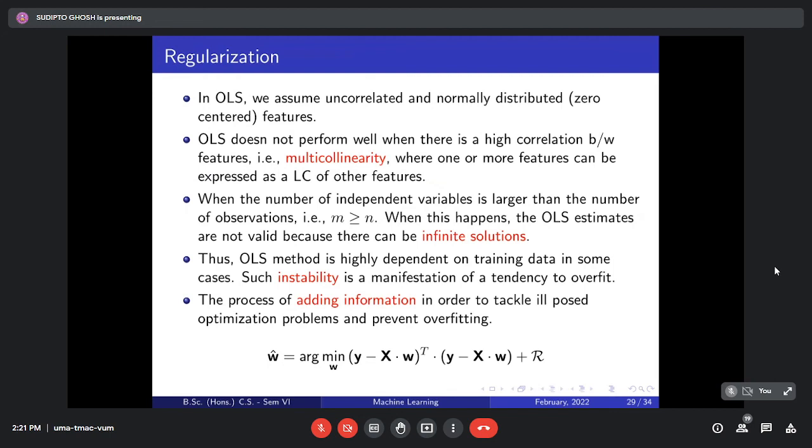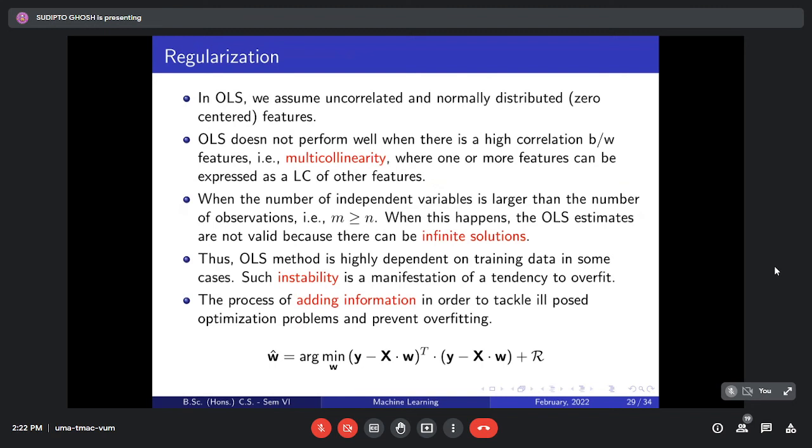So multicollinearity is a thing. That means there is a heavy correlation. Like if you remember the polynomial regression example, where one feature we take as x, another feature we can take as root x, we can also take x square as a feature. So there is a correlation between all of those, right? When there is a high correlation between the features themselves, there is a very high tendency that our model can overfit on the data.